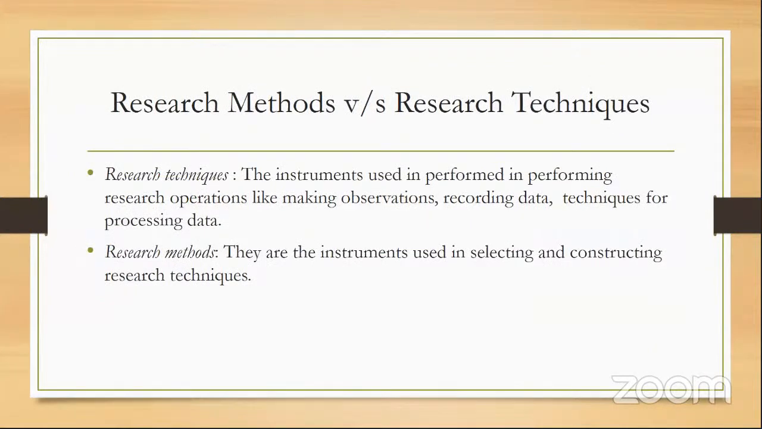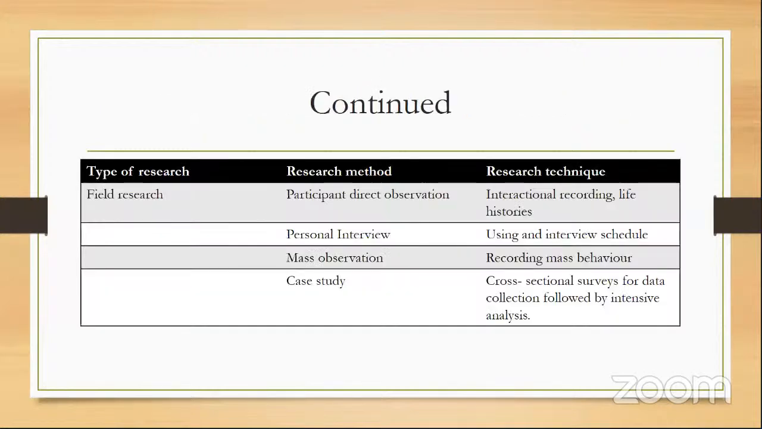So let us move to the next topic, which is research methods versus research techniques. What are the differences? Research techniques are instruments used in performing a particular research operation, like making observations, recording data, or processing data. Whereas research methods are instruments used in selecting and constructing research techniques. So I would like to make it more clear with the help of an example.